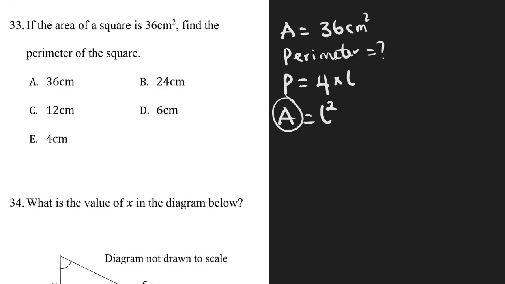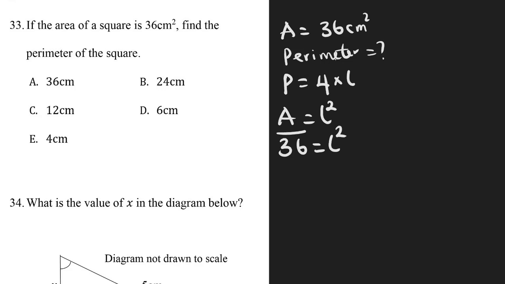So wherever we see A, we'll put 36. So it's the same as saying 36 is equal to L square. So how can we get L? That's the length, right? Remember that before we get the perimeter, we have to get L. So we have to use what we have to get what we want. So how can we get L? Moving this square is by taking square root of both sides.